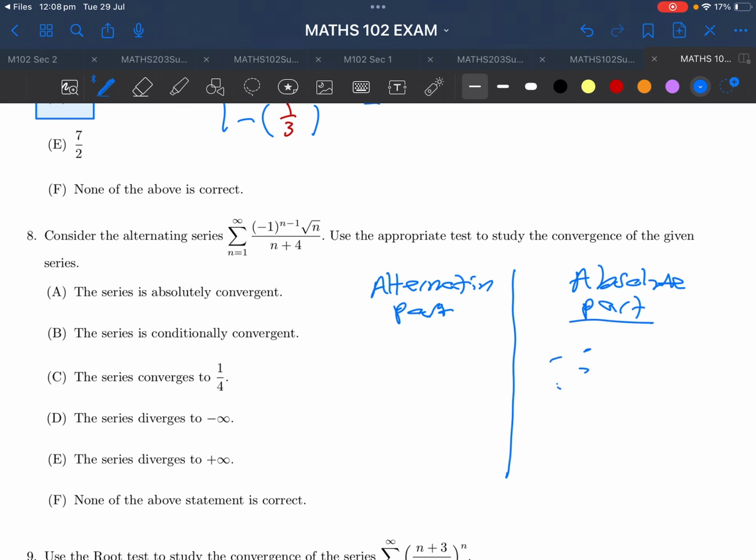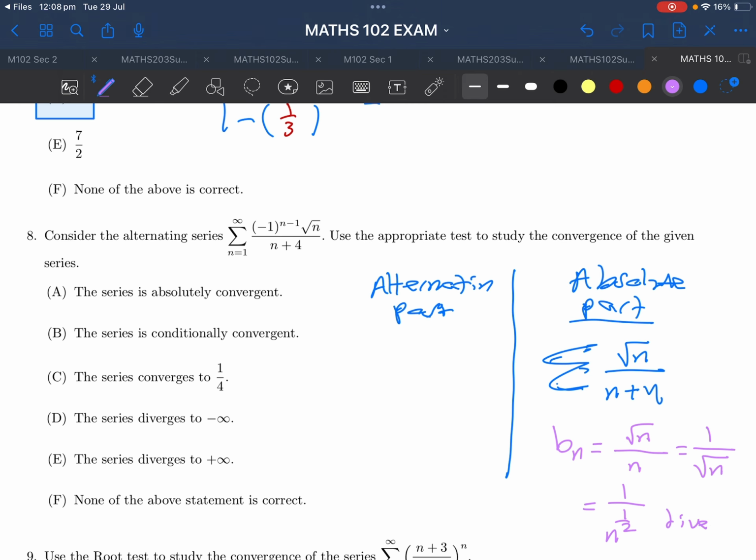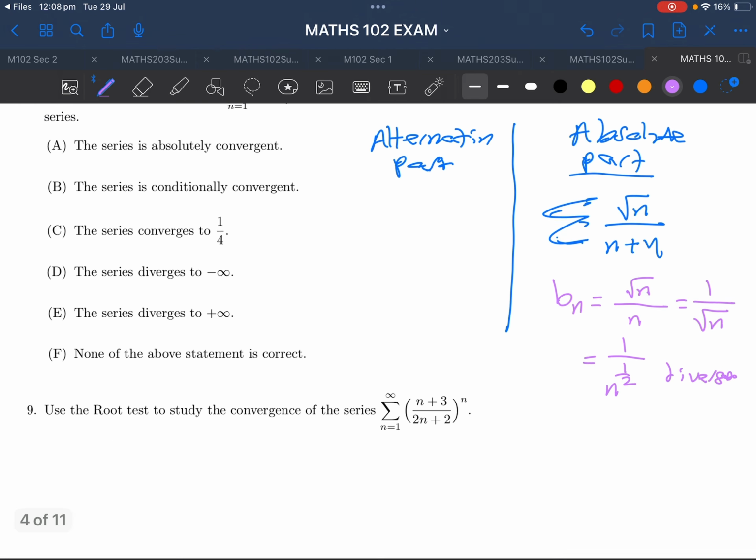Now, what is the absolute part? We look at the series square root of n over n plus 4. How do I check if this is convergent or divergent? I will do the comparison test. To choose what to compare with, we take the highest power over the highest power, which ends up with 1 over n to the power half, and we know this is divergent.